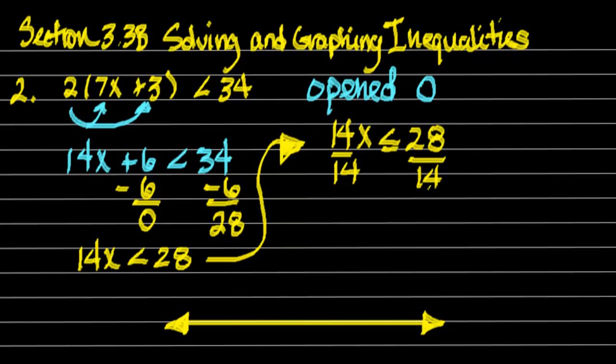Let's do it to the other side to keep the inequality balanced. So now I get x is less than or equal to 2. Now we can see we already have our variable on the left hand side. We've got our number on the right, so we can use the inequality to point which direction we shade.